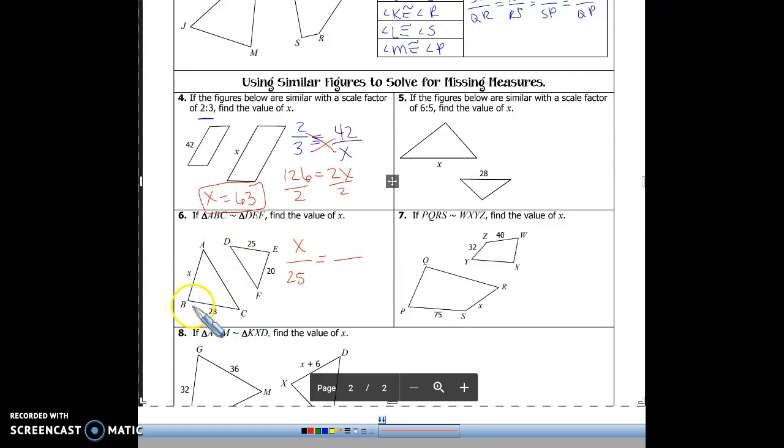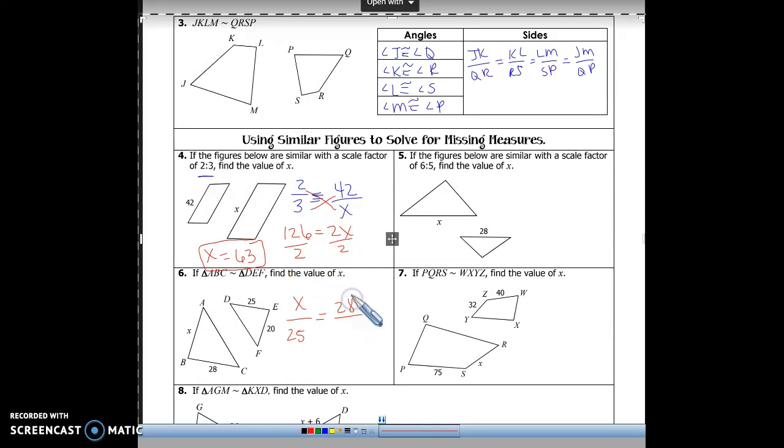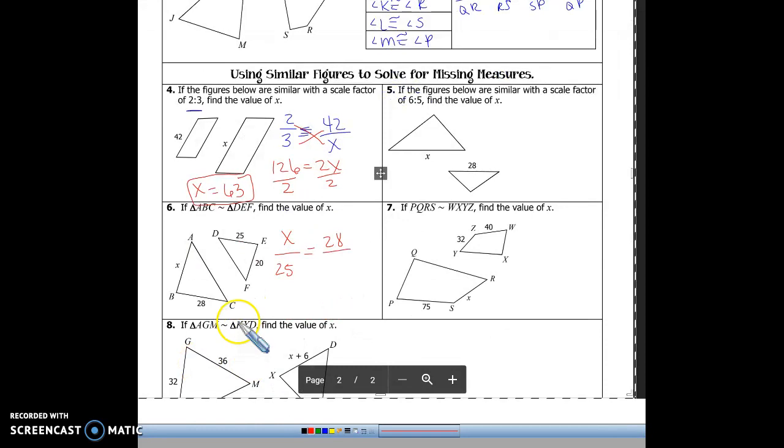Equals, I've got BC, which is 28. Whichever triangle I start with and that's on top has to be on top in the other ratio. So 28 over, let's see, that's BC. So BC goes with EF, which is 20. So again, we are going to cross multiply. 25 times 28 gives us 700 equals 20x. Divide both sides by 20. And that means x is 35.